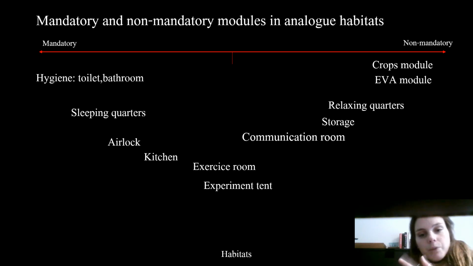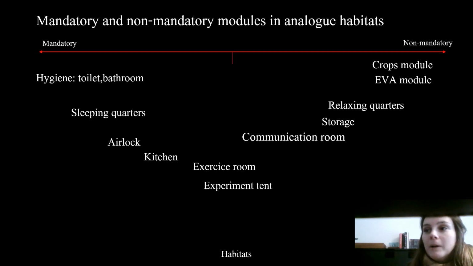Relaxing quarters, something we already discussed before. It's mostly needed depending on the mission duration. It's always nice to have, but obviously if you need some more space, for example for food, I think people would be happier to have more food than more relaxing quarters in analog missions, because it tends to be quite tough. Storage, again, it really depends.